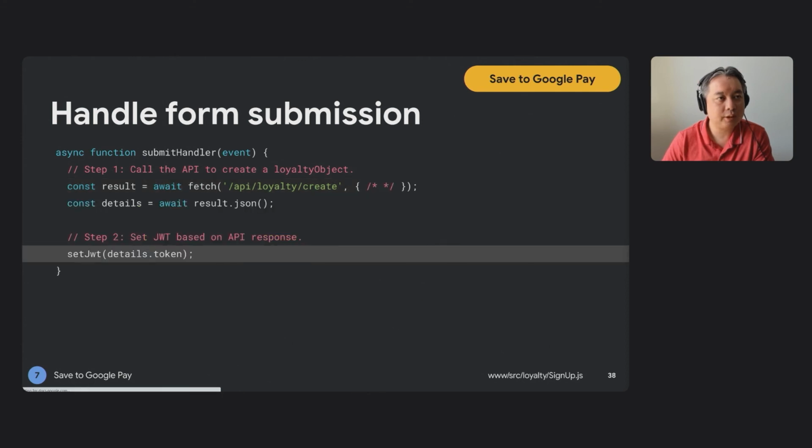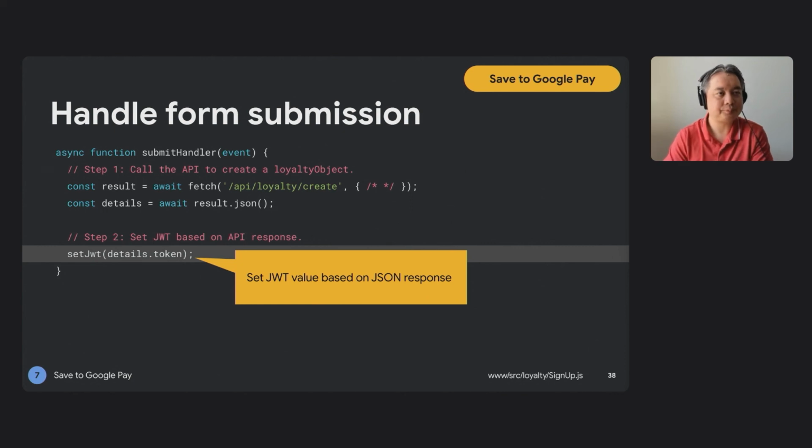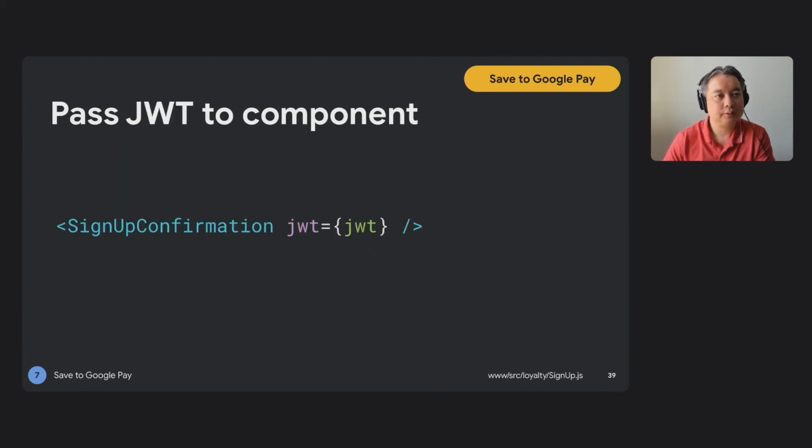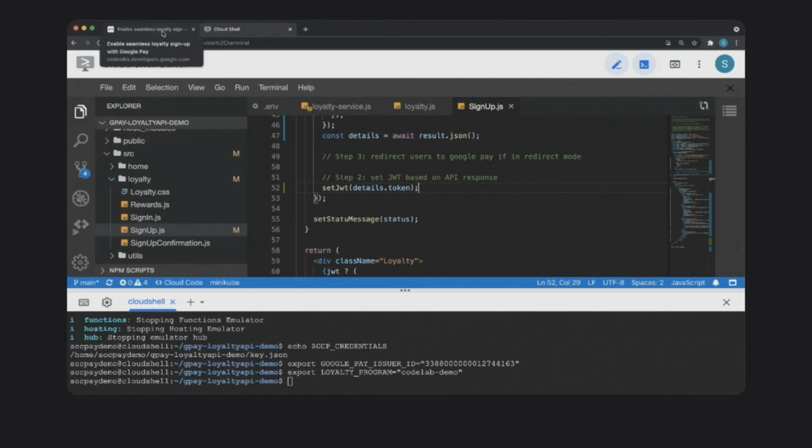Okay, so we're calling that API method and then setting the JWT. And what we're going to do now is look at the sign up confirmation component. The sign up confirmation component takes in the JWT that we got from the API response and set to the local variable. So let's go back there. Let's head back to the code lab.